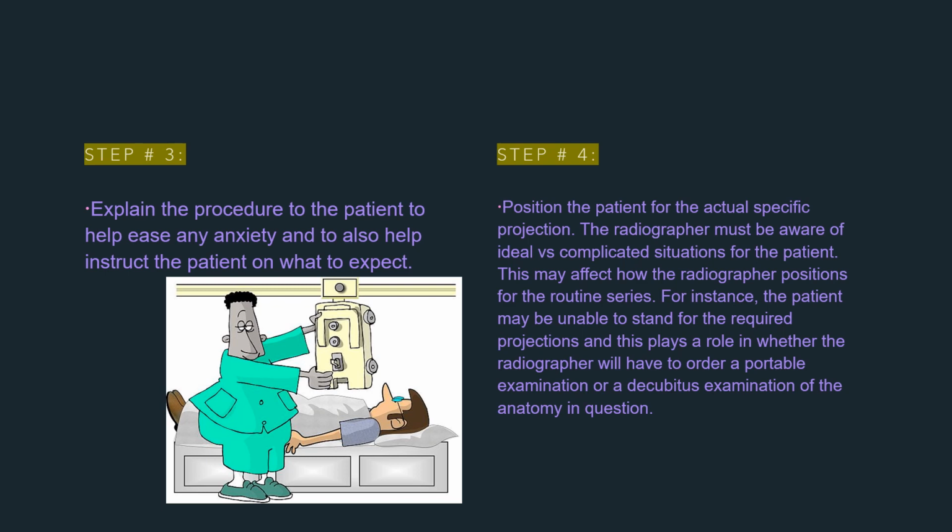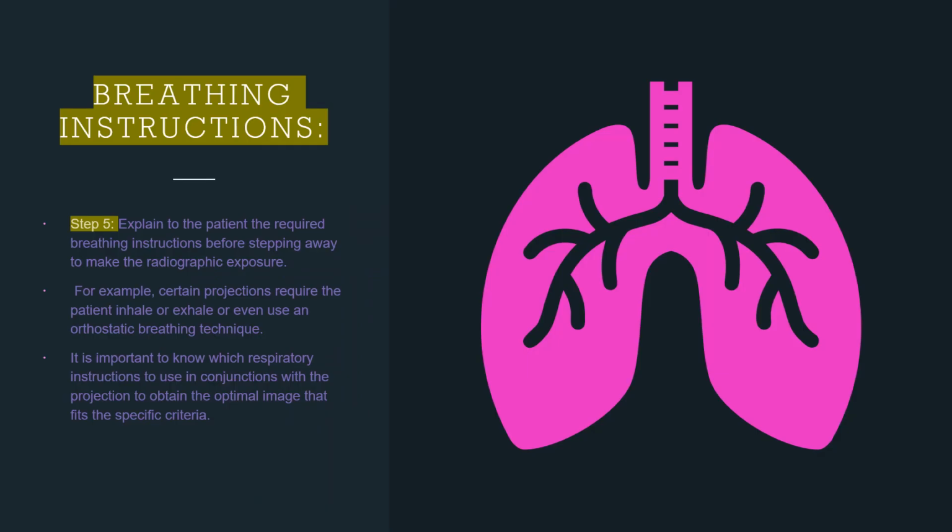For instance, a patient may be unable to stand for a required projection, and that's going to play a role in whether the radiographer will have to order a portable examination or, for instance, a decubitus examination to check for air fluid levels. Breathing instructions are going to be very important.